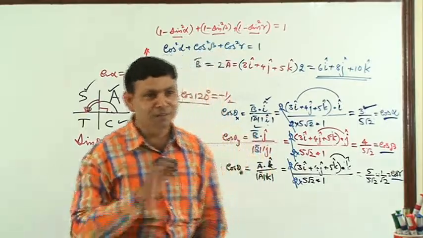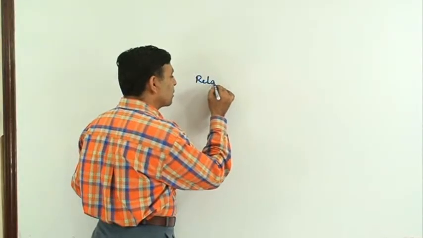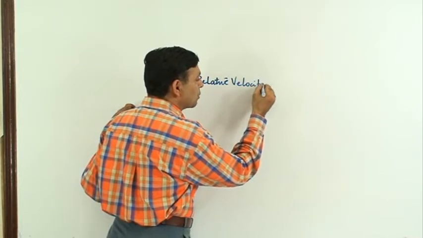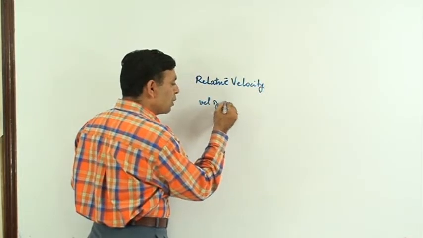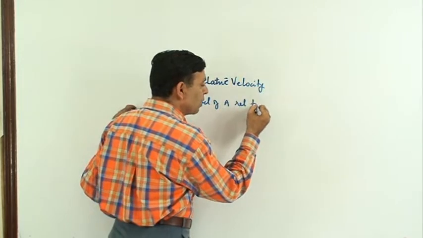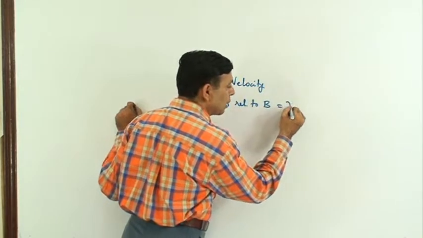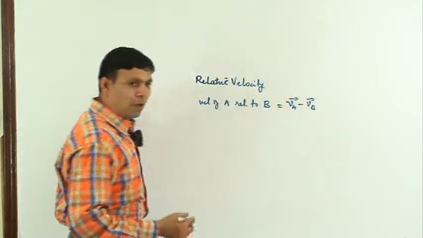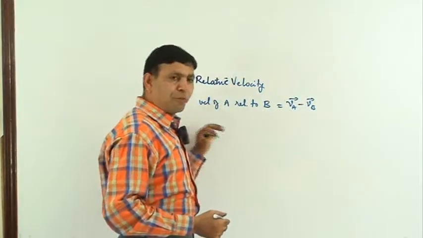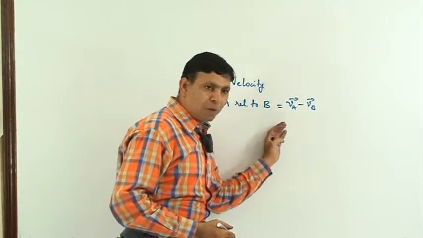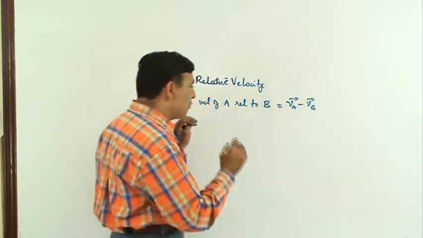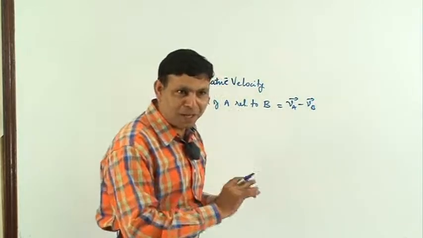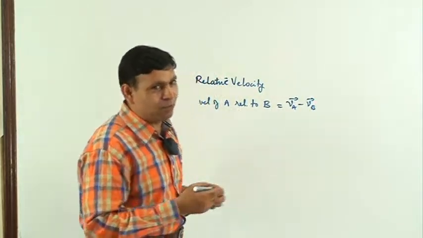Is it clear, everybody? We will have a little more discussion about relative velocity. We have already seen velocity of body A relative to B. What is it? Obviously VA minus VB. Fine. And obviously velocity of B relative to A is going to be VB minus VA. You know, when we say velocity of A relative to B, it means velocity of A as seen by B, assuming B at rest.